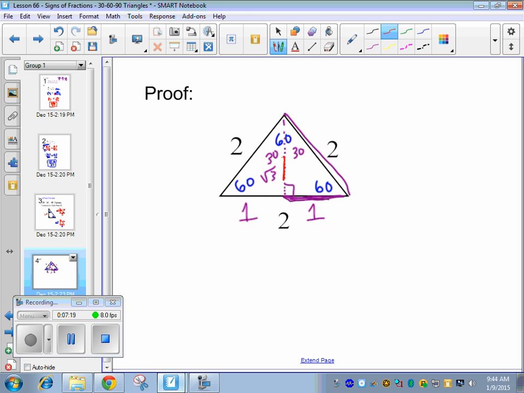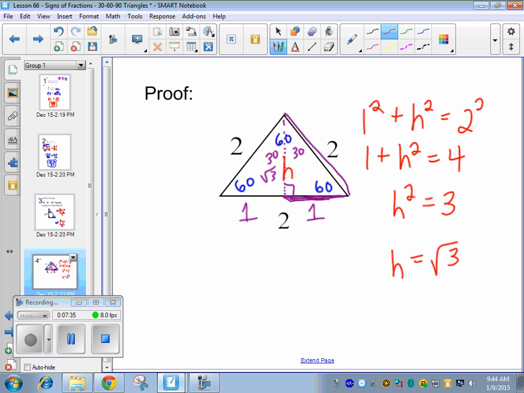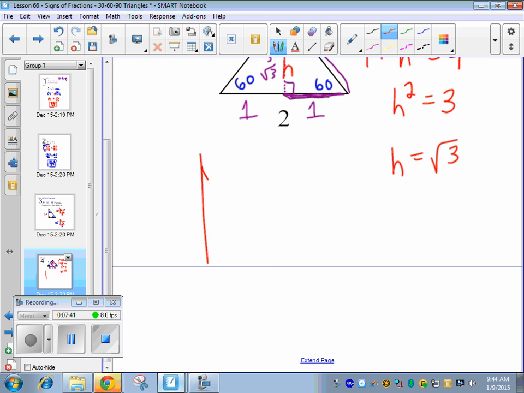We're going to label this h, and we can prove it by Pythagorean theorem. Okay, 1 squared plus h squared equals 2 squared. So we get 4, and we subtract 1, and we get 3, and then we get the square root of 3. Okay. So we're actually going to use similar triangles, and if you can memorize this triangle, I want you to make sure you write this triangle in your notes.